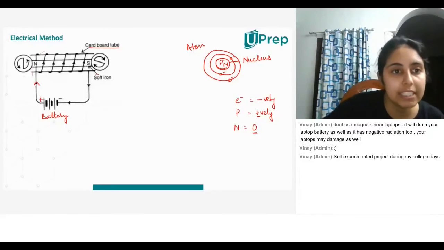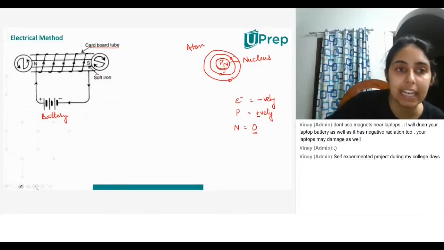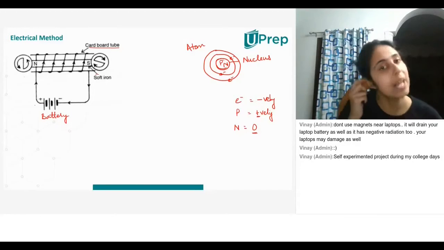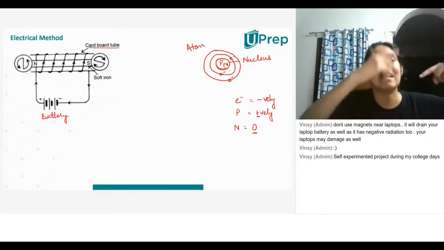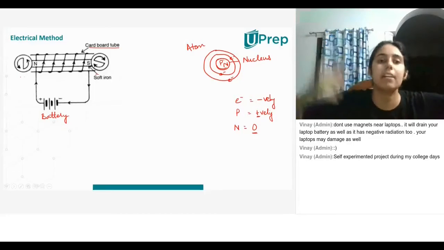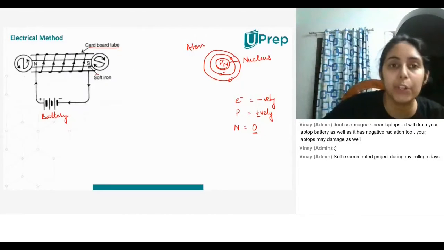And if you notice, there are these copper wires. This is a copper wire. This copper wire is connected to a battery. One end of the copper wire is connected to the positive side of the battery. The other end of the copper wire is connected to the negative side of the battery. Now, in between, I'm wrapping this copper wire around this cardboard tube.